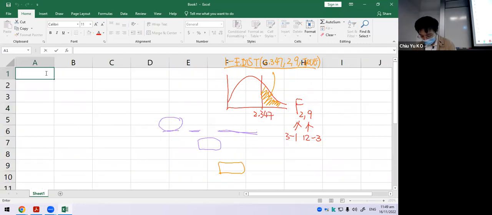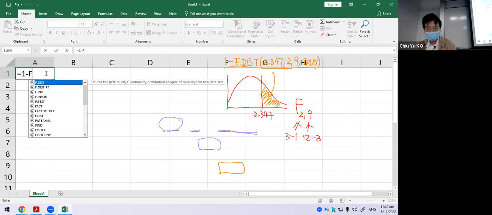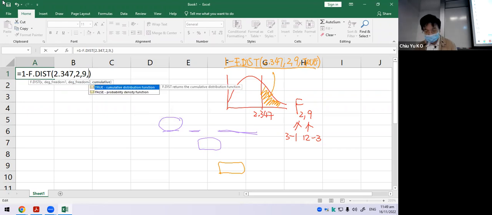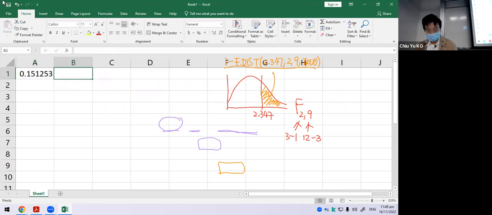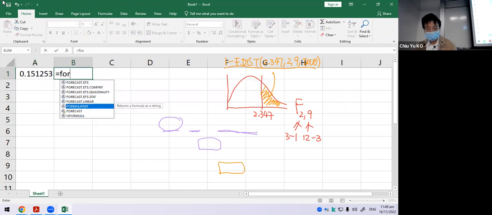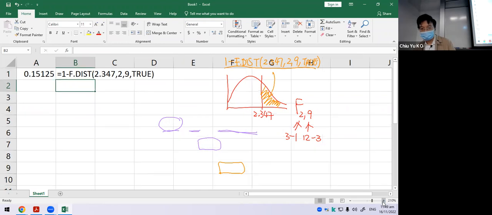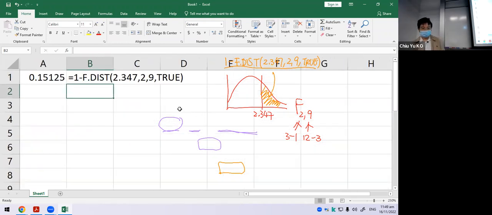So let's actually do it. 1 minus. Why 1 minus? Because you're looking at the right hand side, right? Because Excel gives you the left hand side, so that's why you do the 1 minus. Okay, so that is exactly what we'll write down as the formula there, right? And there's the p-value there.